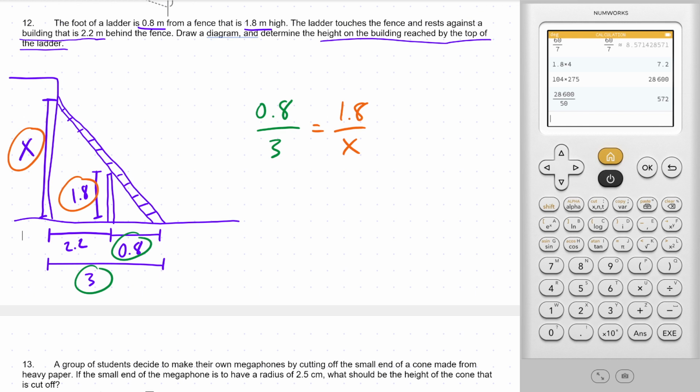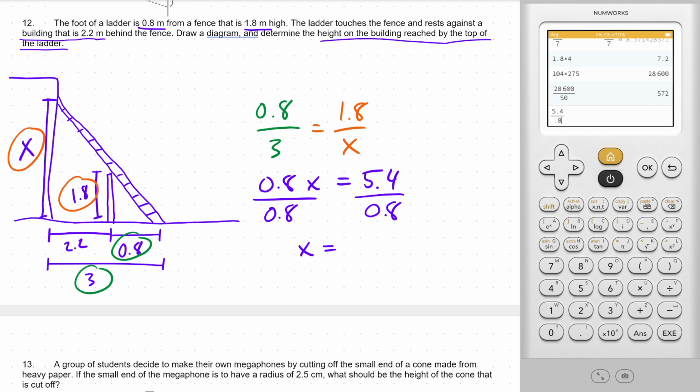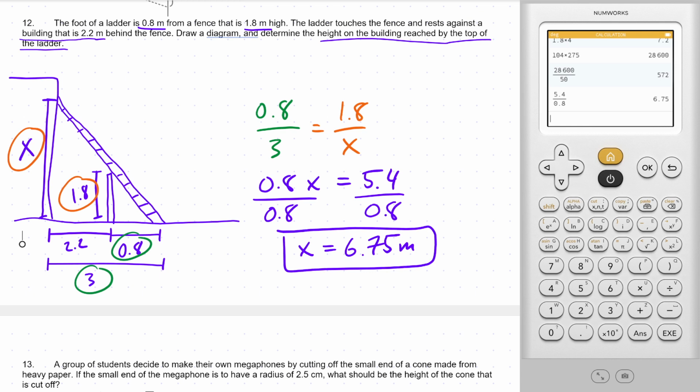And we cross multiply, and I get 0.8 x is equal to 3 times 1.8, which should be 5.4. And so we'll divide both sides by 0.8. And so I get that x is equal to 5.4 divided by 0.8. And that gives me 6.75 meters for my answer.